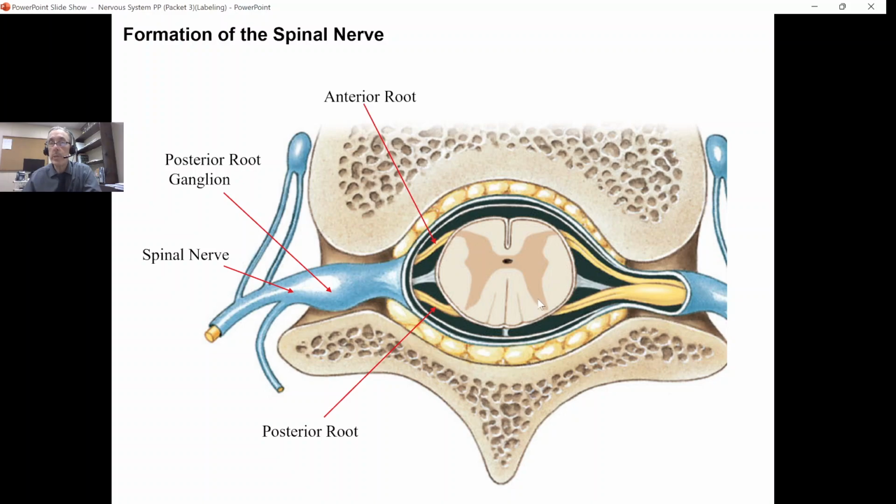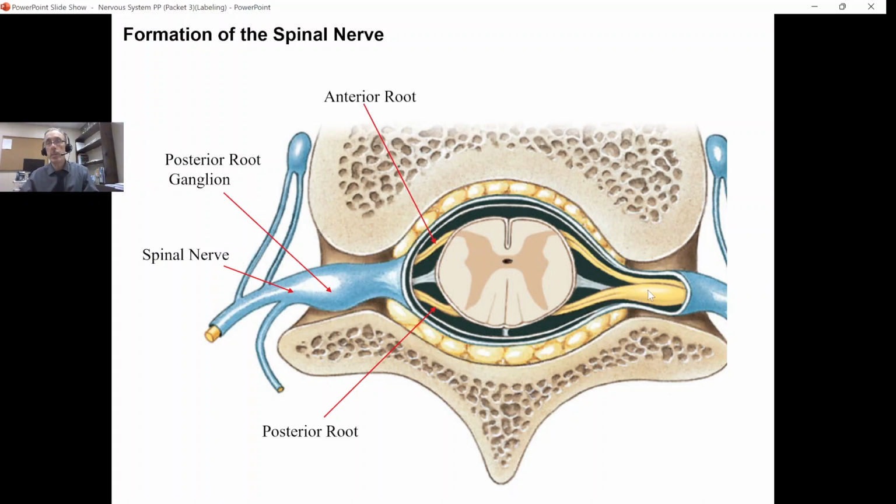Remember, this is the posterior horn right here, and we had said in our previous lesson that the posterior horn receives sensory information. That neuron, its cell body, doesn't live in the spinal cord. The cell body lives out over here in the ganglia. So that's why the posterior root has a ganglia. And it's one of the things you can also use to identify the front of the cord from the back of the cord if you don't want to use the anterior median fissure.